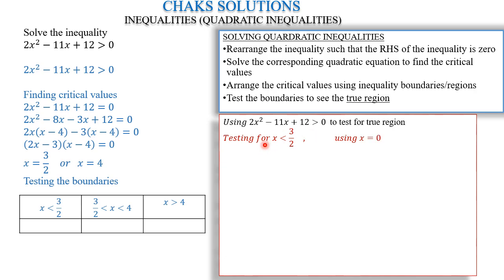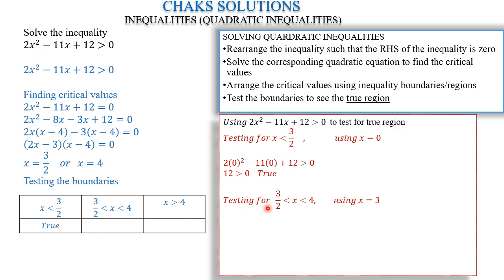So we are going to test the first region, which is x less than 3 over 2. We want to test whether this region will satisfy the inequality. So we take a number which is less than 3 over 2, and we can use 0. We place 0 into this inequality: 2 times 0 squared minus 11 times 0 plus 12. You can see 12 is greater than 0, which is true. So this region is true. Now we go to the next region that we are going to test.